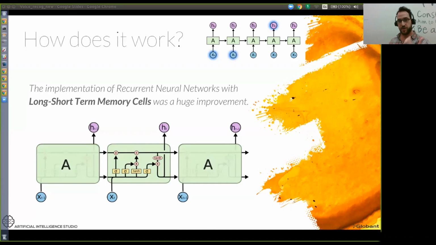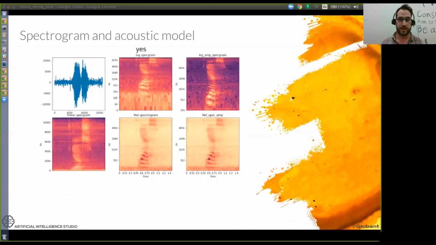So one of the big steps in making the recurrent neural network work was adding a feature called LSTM, long short-term memory, which is like an inside system inside each cell, capable of discerning when something is worth remembering and when it's not, and giving weights to that thing. So that was one of the big steps.